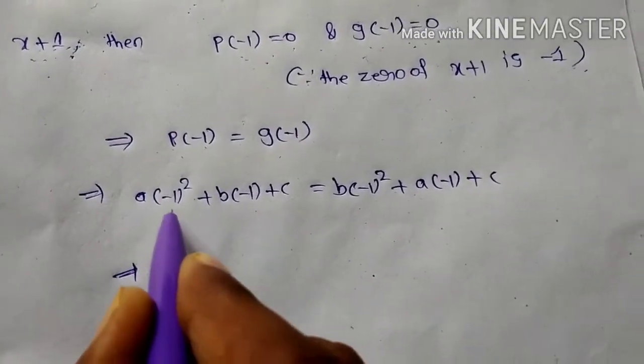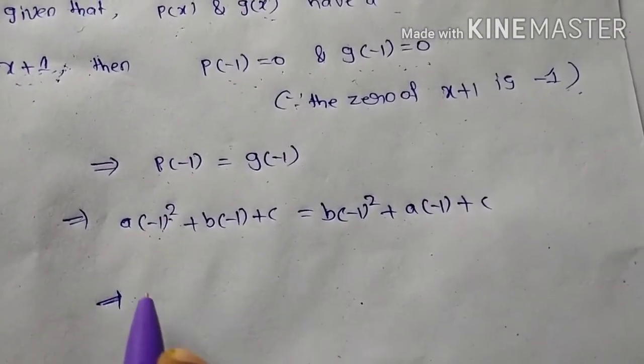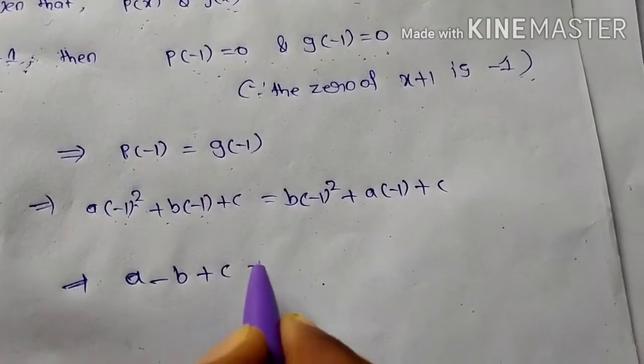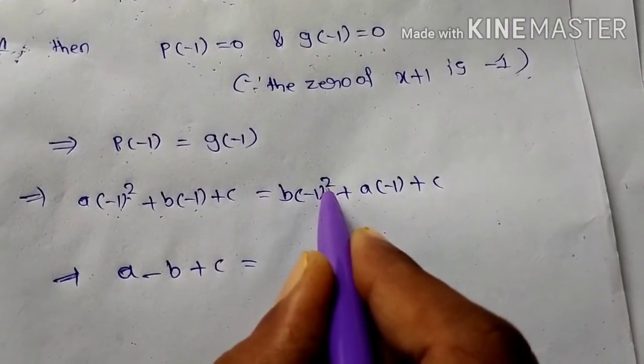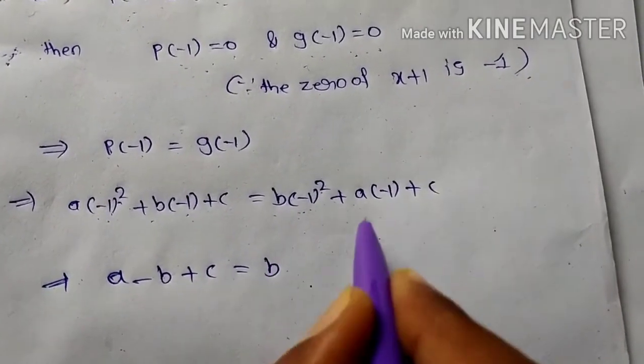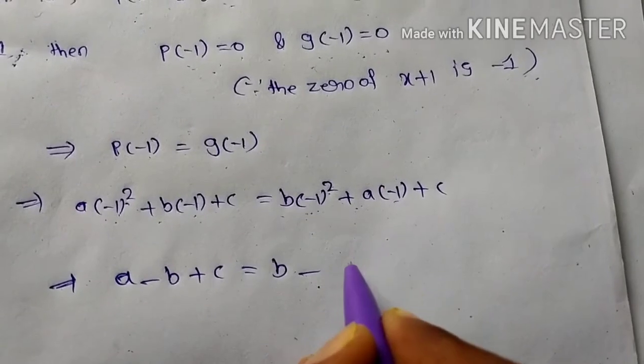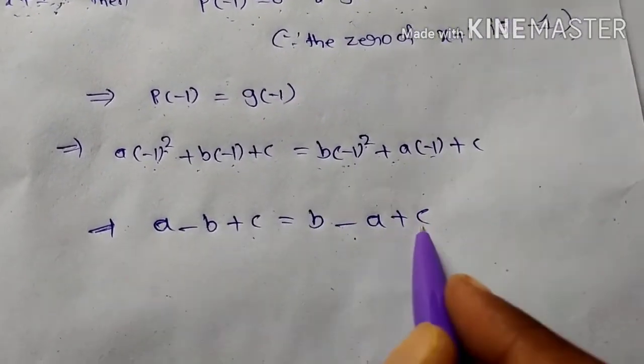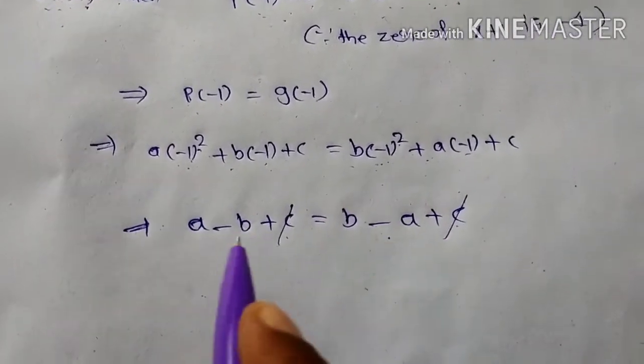Yes. Minus 1 whole square is plus 1. That means 1 into a will be a only. Here plus into minus is minus b, plus c is equal to; minus 1 whole square is plus 1 only, 1 into b only. Here plus into minus is minus a, plus c. You can see on the left hand side c, on the right hand side c, both will be cancelled. Yes or no? Yes.